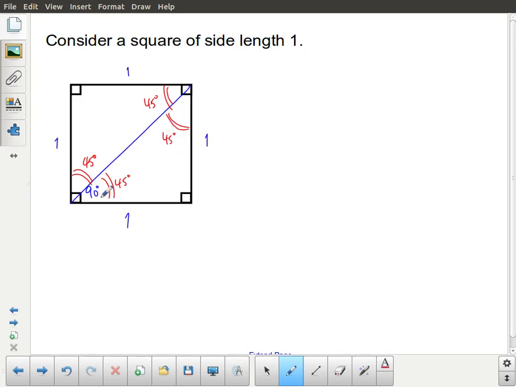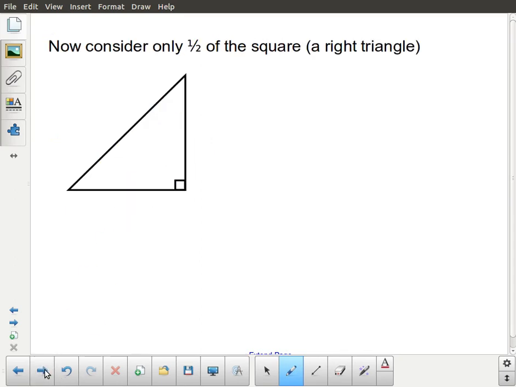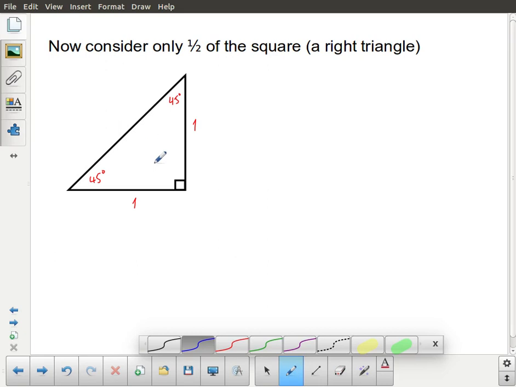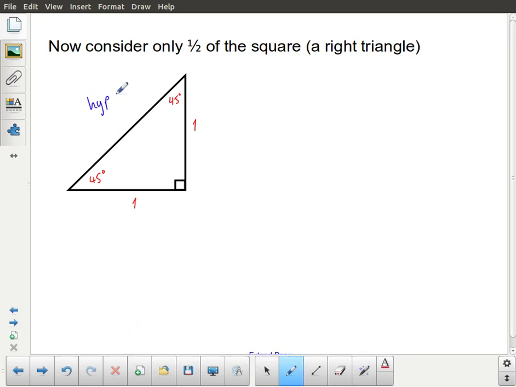So now I'm going to look at the triangles that I formed, and in particular only one of these triangles. So let's choose the one that's in the bottom right. So that would mean that this, as I labeled before, that's 45 degrees, that's 45 degrees. This side is length 1, this side is length 1. Now what about this? What about this side? We could label that as any variable, but since that's the hypotenuse, I'm going to label this side h.